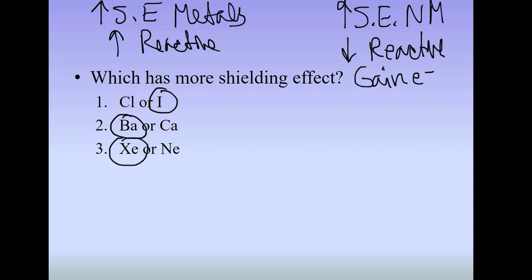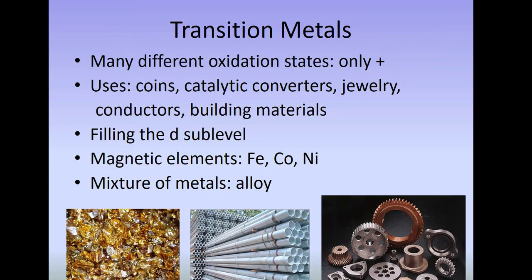Xenon has more shielding effect. All right, let's look at some transition metals. So these are the d electrons, and we have very many oxidation states, we've already talked about that. Some of the uses of the transition metals: there's coins, catalytic converters, jewelry.